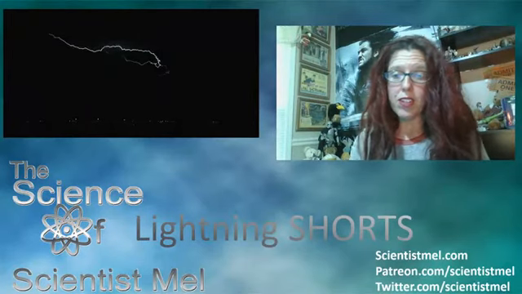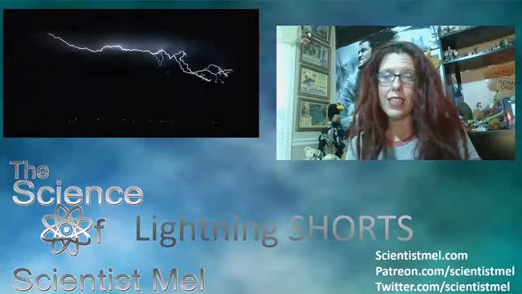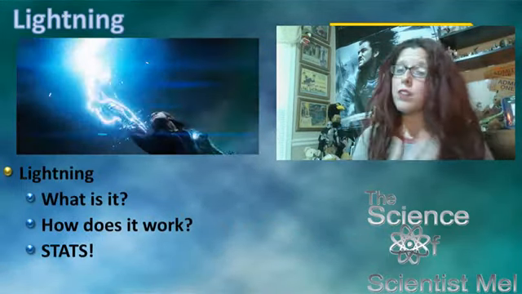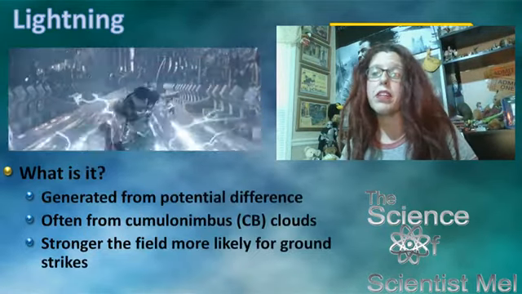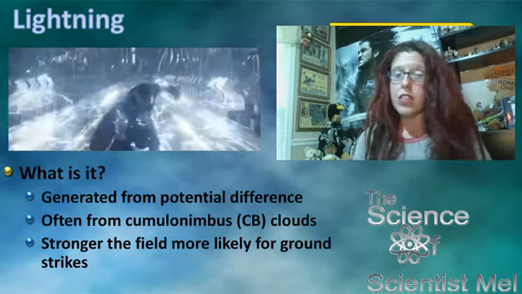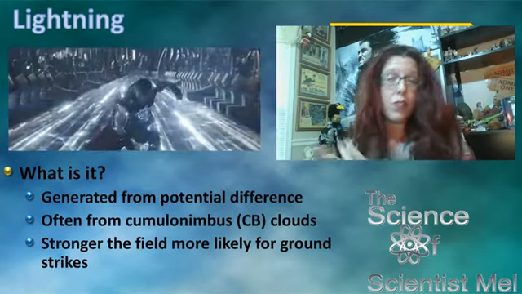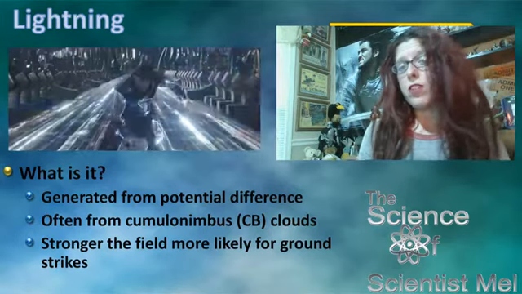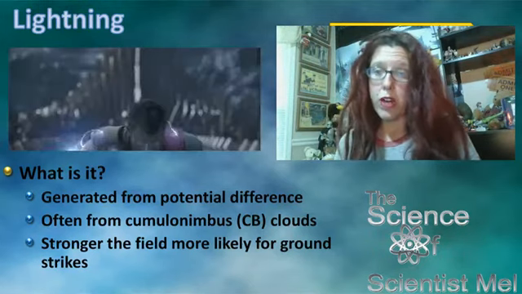So for this particular episode, we are going to talk about the awesomeness that is lightning. So lightning, what is it? How does it work? And what are the statistics associated with it? That's what we're going to talk about today. It's generated from potential differences within the cloud, often from what we call cumulonimbus clouds, also CB clouds as seen on the interwebs. The stronger the field, the more likely there is going to be a chance for ground strikes.